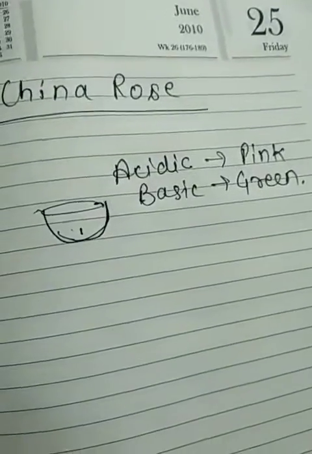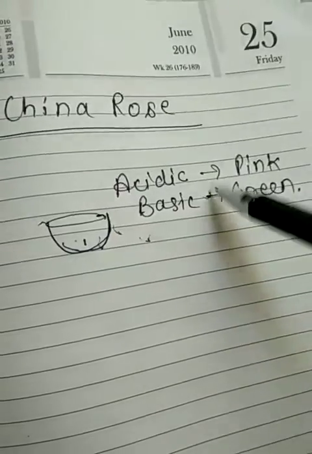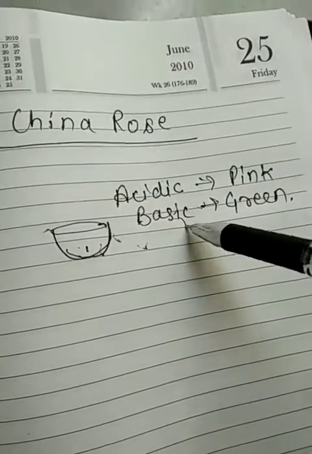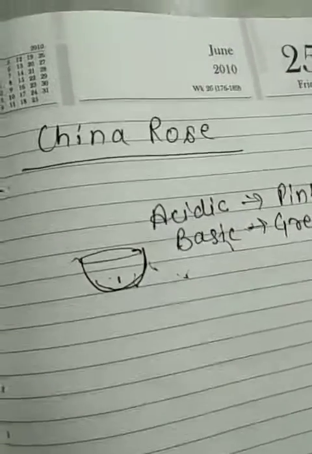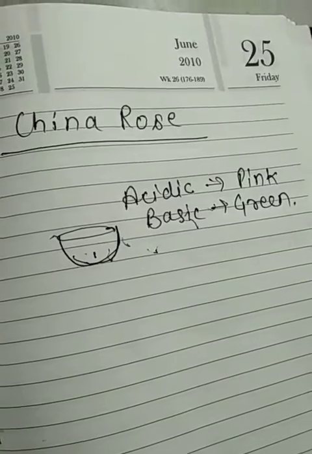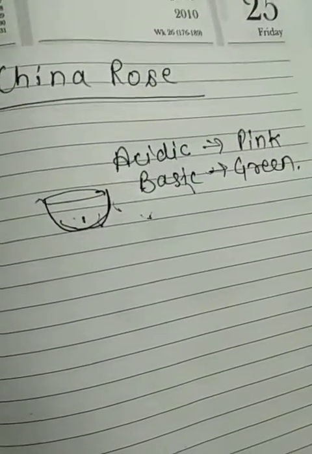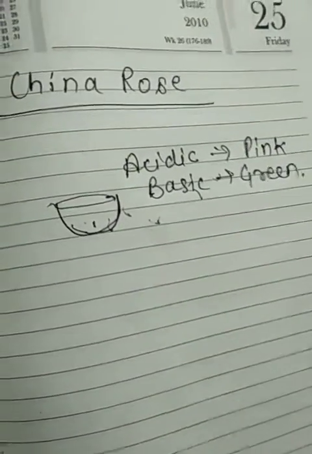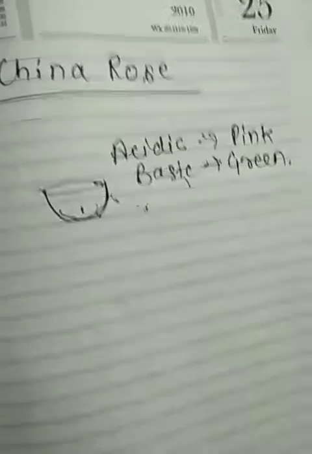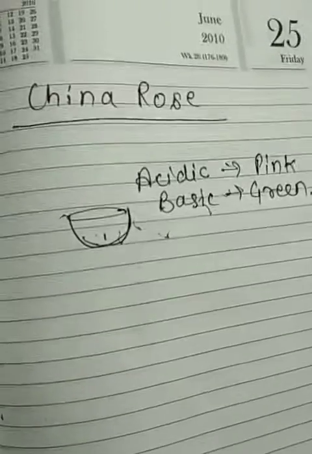You take the solution of hibiscus in a beaker. If you put some acidic solution in it, it changes into pink color. If you put some basic solution in it, it changes into green color. So looking at the difference in color, you can easily identify which one is acidic and which one is basic. And in the case of a neutral solution, there will be no change in color. So this is how we use China rose as an indicator.